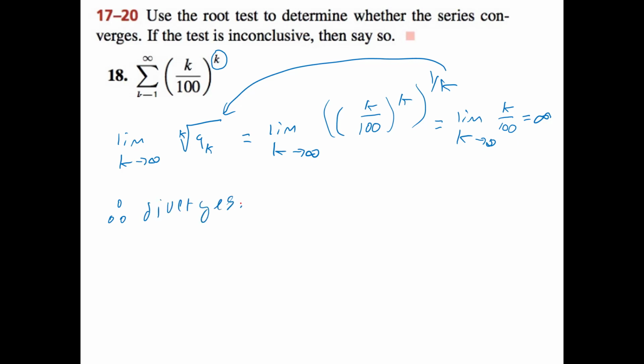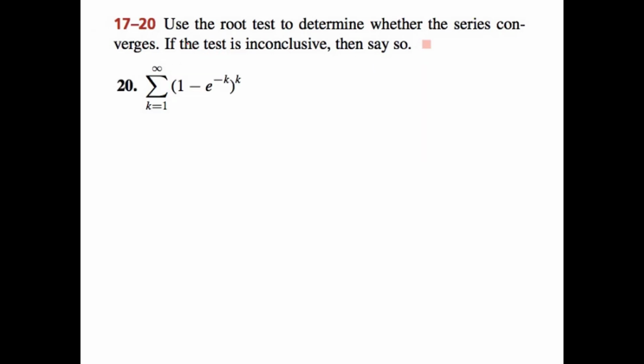On this problem, we didn't really need the root test. You can see by looking at your formula that k divided by 100 is getting bigger without bound, and when you raise it to a power, that's getting bigger without bound. So then your terms are not going to 0, and if your terms are not going to 0, your series has to diverge. Okay, so let's move on.